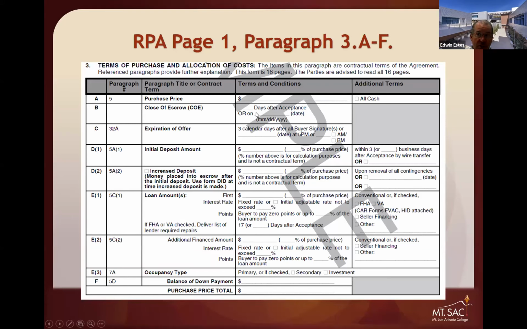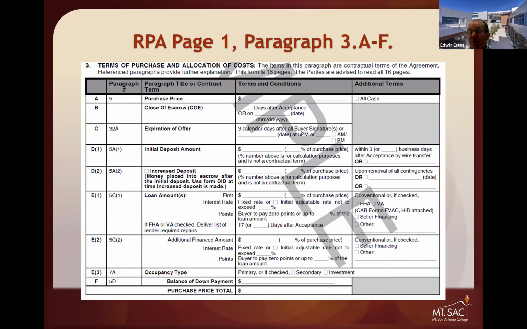30 days, 45, 60 days, whatever you want to put in there. Or you can put in a specific date. I always like days after acceptance because you never know when you're actually going to get an acceptance, right? Sometimes you can get that acceptance in a day or two, but if you're dealing with a lender on an REO, lender-owned property, it could take a couple of weeks, right?